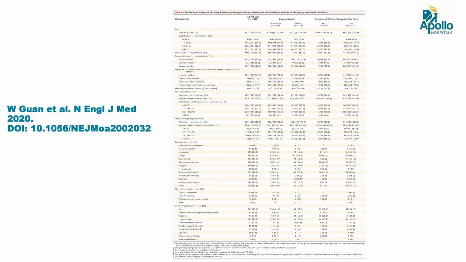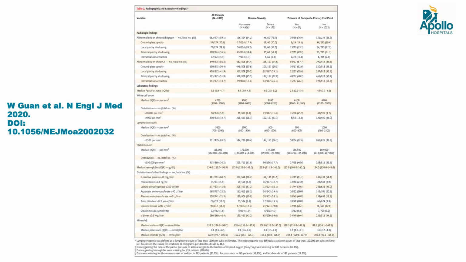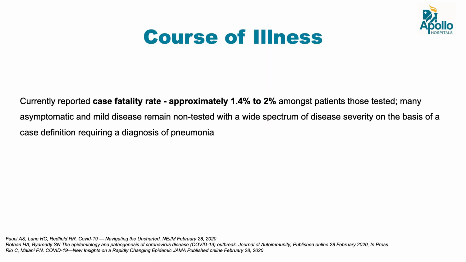Based on the work that has been published recently in the NEJM, after an analysis of the large number of cases that were seen in Wuhan, we now understand a lot about the epidemiology of this virus, the clinical presentations. We now know what the investigation profile looks like, and very importantly, we know about the course of illness. We know that the mortality rate by and large is between 1.4 to 2%.